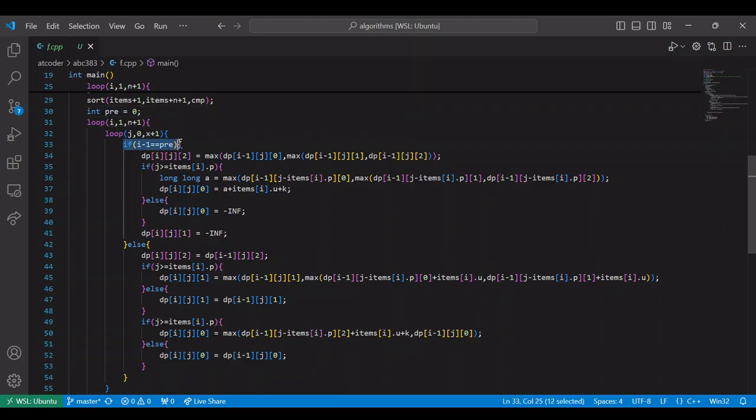So the first case, we're checking if i-1 is equal to pre, and this is just checking if the ith item is the first one of the current color. So if i-1 has a different color, then this means that i is the first item of the current color. So if this is the first item, dp[i][j][2] would be the maximum of dp[i-1][j][0] and dp[i-1][j][1] and dp[i-1][j][2].